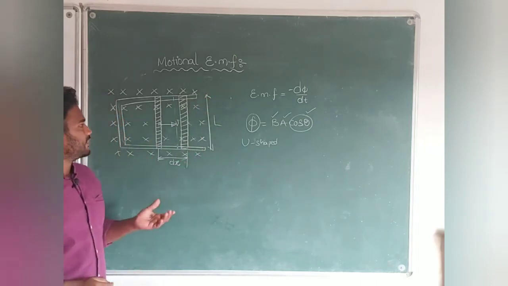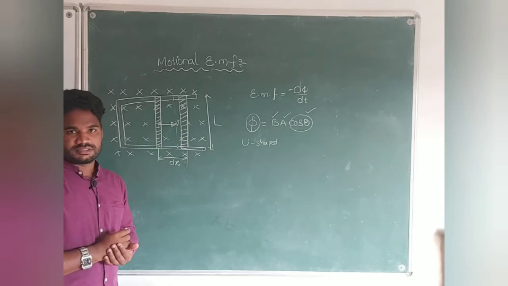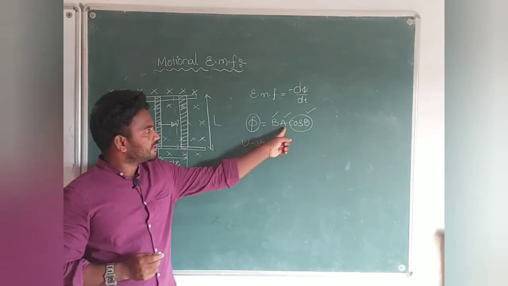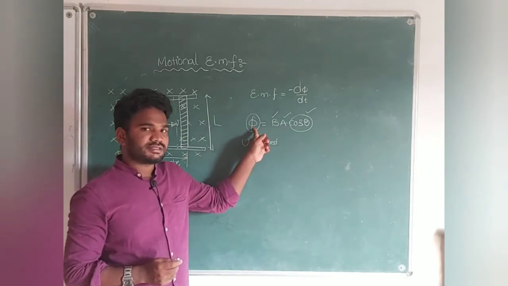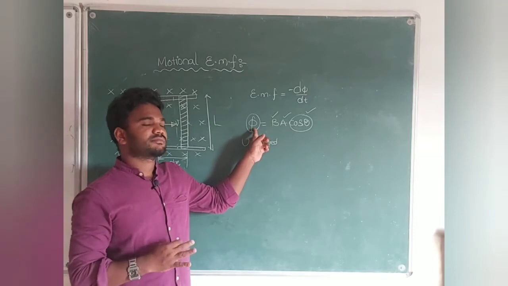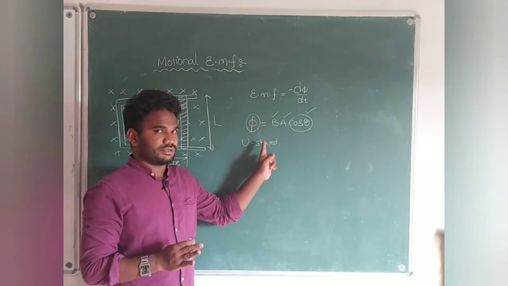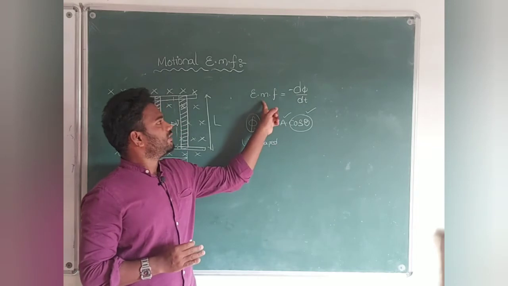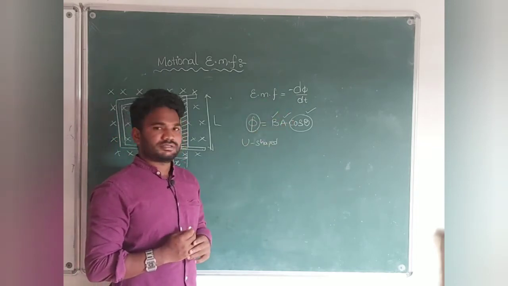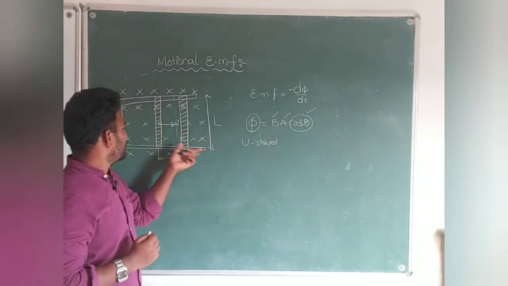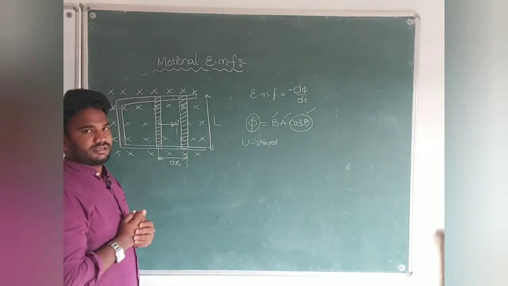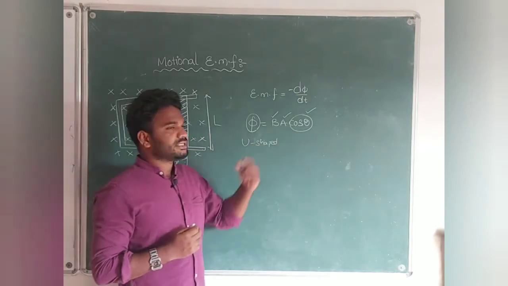In this phenomenon we are increasing the area, students. Once you increase the area, what happens to the flux? The flux will change, either it may increase or decrease, it doesn't matter. It will change the flux. Once you change the flux, then you will get EMF. That is the meaning of this. Now the area is going to change here. It is clear.